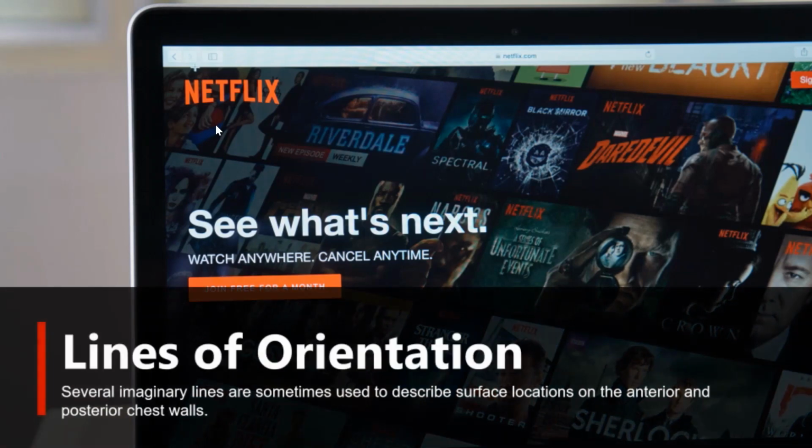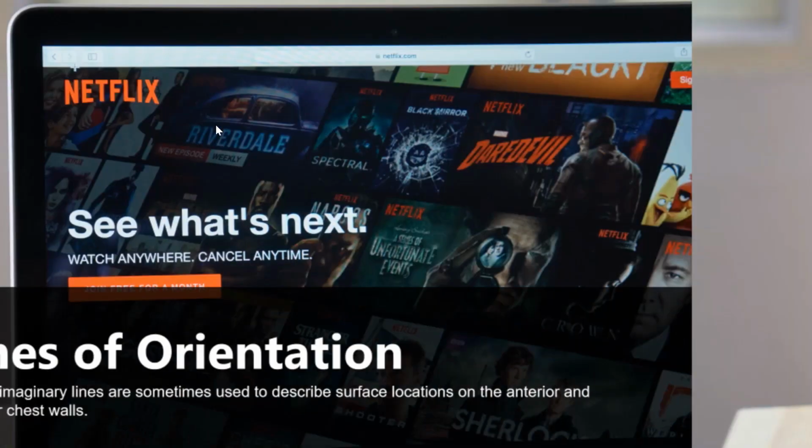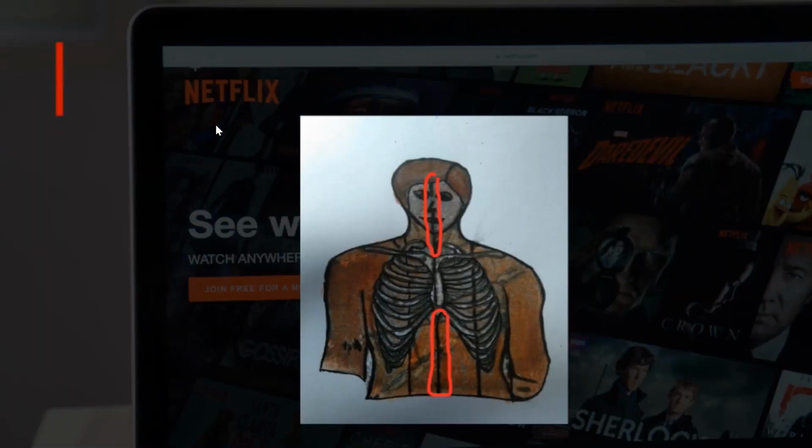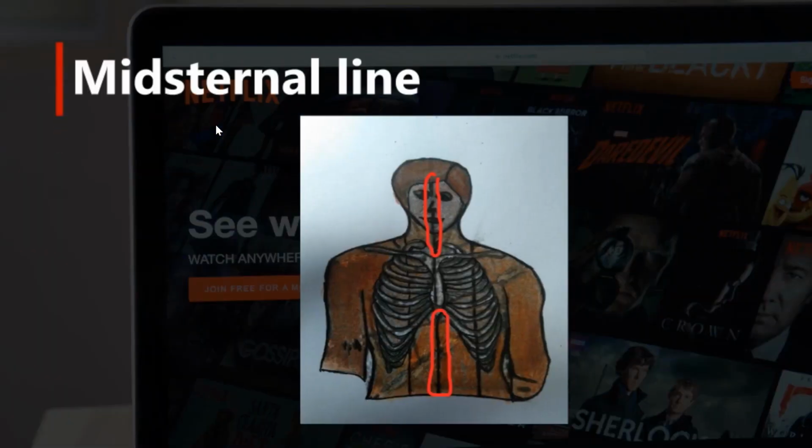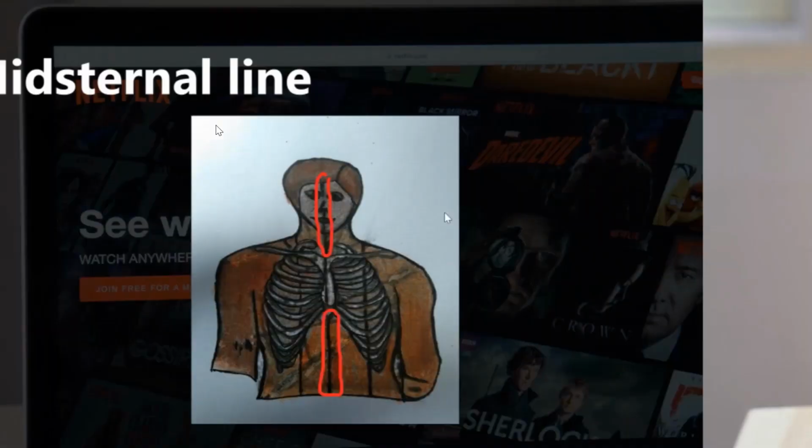Lines of orientation. Several imaginary lines are sometimes used to describe surface location on the anterior and posterior chest wall. First, let's have here the midsternal line. On the front of the thorax, one of the most important vertical lines is the midsternal line, the middle line of the sternum. It can be interpreted as a component of the median plane. So as you can see here in the red circle, this is the midsternal line.